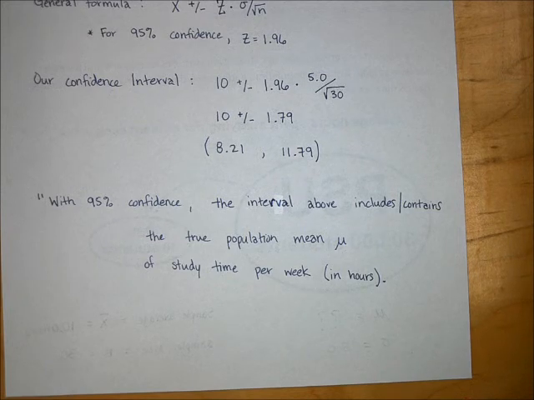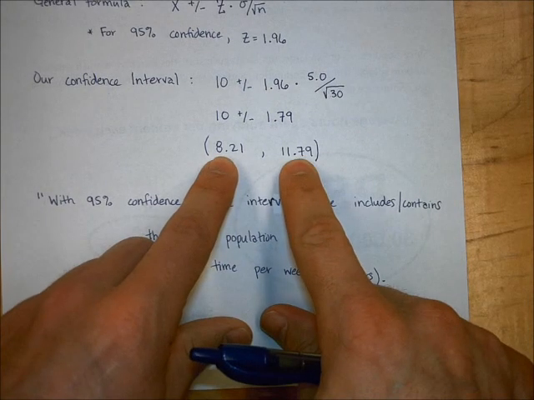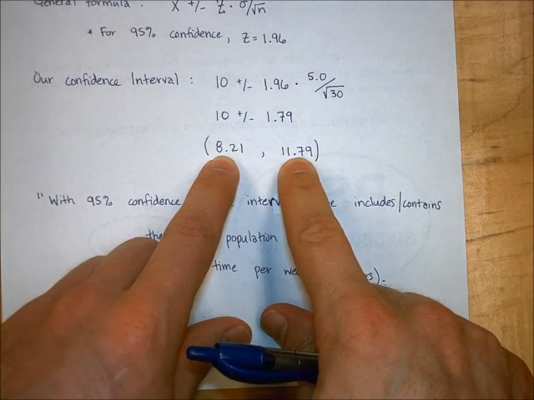In other words, if we were to take 100 random samples, like we did with the first one, and calculate a confidence interval from each sample, 95 of those 100 confidence intervals would include the true population mean study time somewhere inside the interval. In other words, somewhere between the lower and upper bounds of the interval.